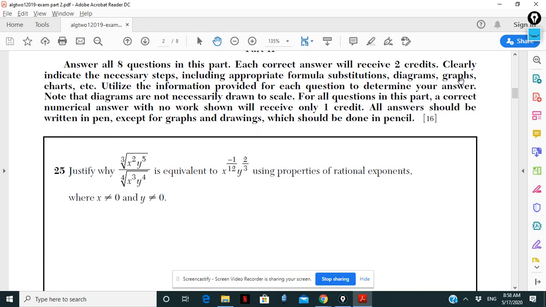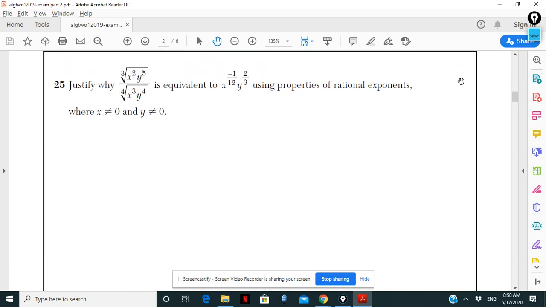Today we're going to continue doing Algebra 2 Regents for January 2019 Part B, Part 2. Justify why the cube root of x squared y to the power 5 divided by the fourth root of x cubed multiplied by y to the power 4 is equivalent to x to the power negative 1 over 12 y to the power 2 over 3 using the properties for rational exponents.